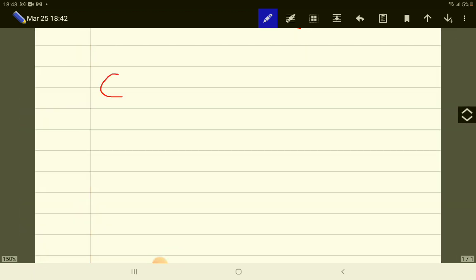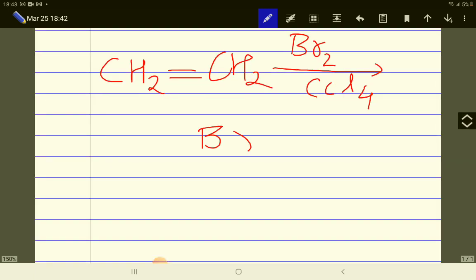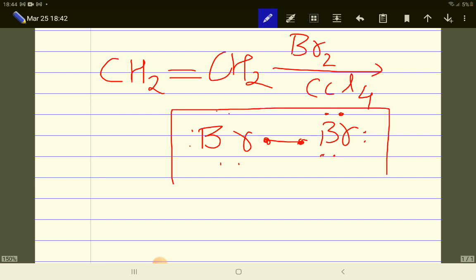So first let me take an alkene, CH2, and let me react this with bromine Br2 in the presence of CCl4. One must understand that Br2 exists in this form, and you can notice that bromine has 8 valence electrons, 1 2 3 4 5 6 7 and 8, and even for this bromine, 2 of them are shared with the other bromine atom, and even this bromine has 8 valence electrons, 1 2 3 4 5 6 7 and 8. So now the bromine molecule is completely neutral, it is not having any charge.